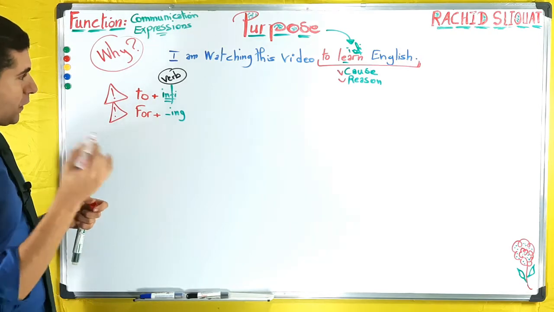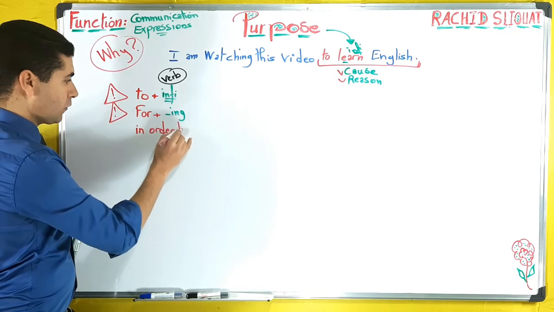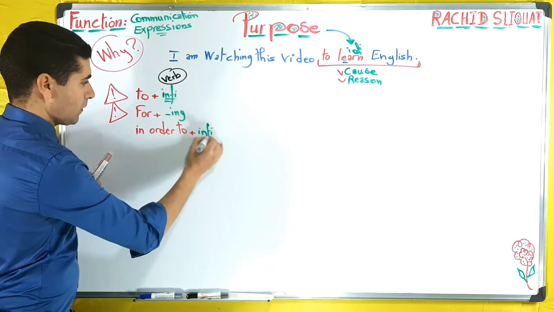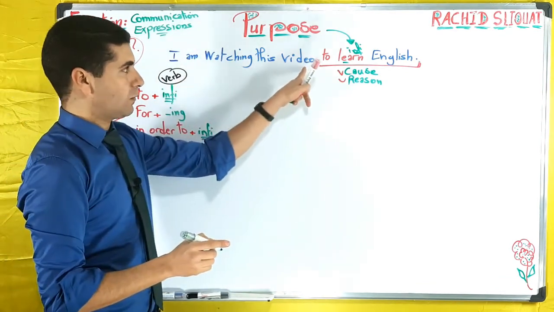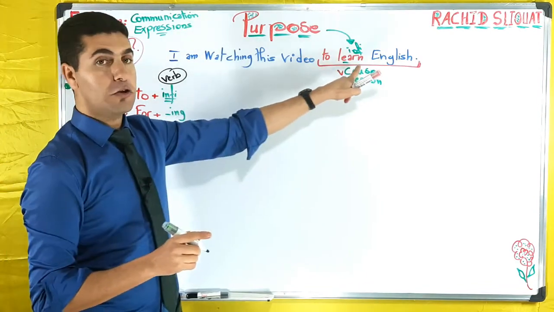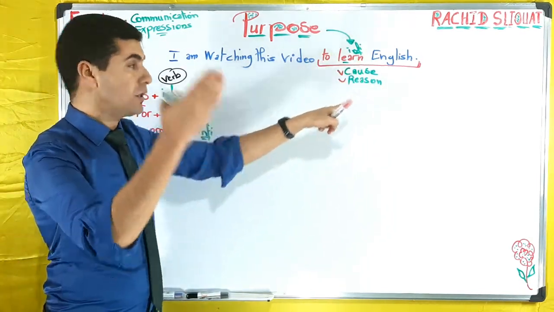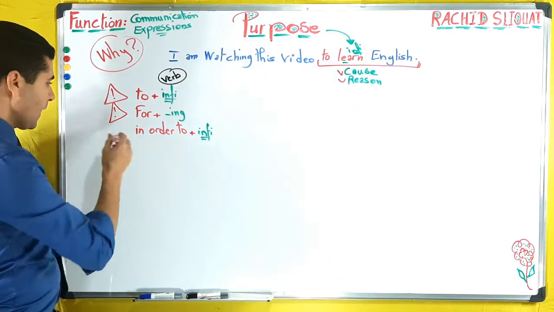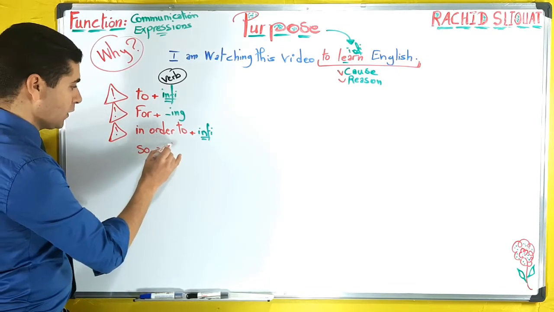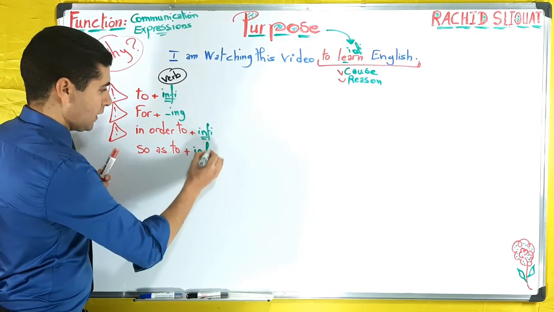We can also have another structure. For example, we can have "in order to" plus infinitive. So for example, here we can say I am watching this video to learn English, or for learning English, or in order to learn English. Also, another one that we can use is "so as to", again plus the infinitive.